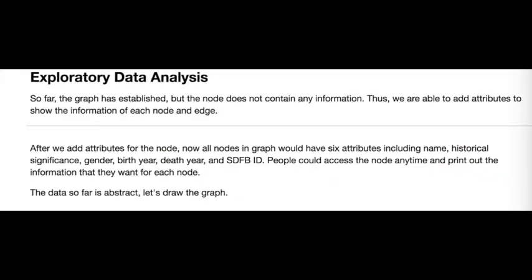In exploratory data analysis, here we just add some attributes for the nodes, because so far we just established the nodes and we didn't add anything inside them. So here we add 6 attributes for the node, including name, historical significance, gender, birth year, death year, and ID. It just helps us to find the node and find the information of that person.